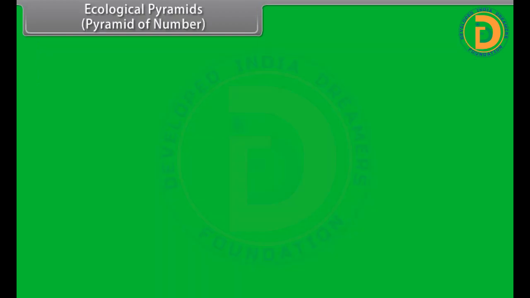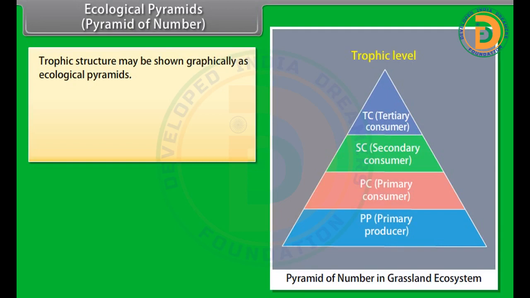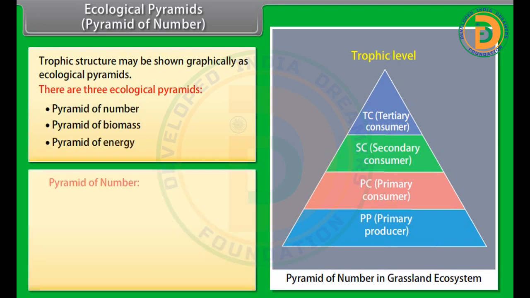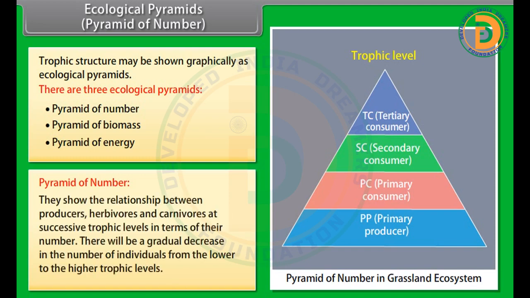Ecological pyramids, pyramid of number. Trophic structure may be shown graphically as ecological pyramids. There are three ecological pyramids. They are pyramid of number, pyramid of biomass, pyramid of energy. Pyramid of number. They show the relationship between producers, herbivores and carnivores at successive trophic levels in terms of their number. There will be a gradual decrease in the number of individuals from the lower to the higher trophic levels.